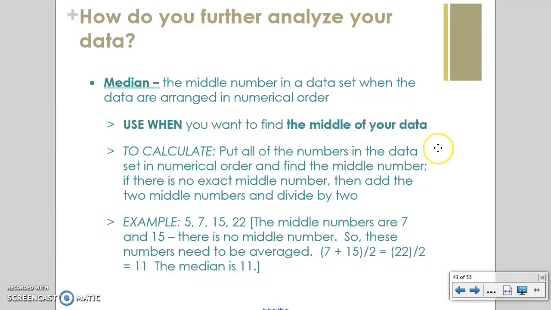However, sometimes you have an even number of data points, and so then you have to find the average of your middle numbers. So for our ice cube experiment, we had four numbers, 5, 7, 15, and 22. So the two middle numbers were 7 and 15, since there's no exact middle number. So then we need to average those two numbers. So we take 7 plus 15 and divide it by 2. So we have 22 divided by 2, which gives us a middle or median number of 11, even though 11 wasn't one of our actual numbers to begin with.